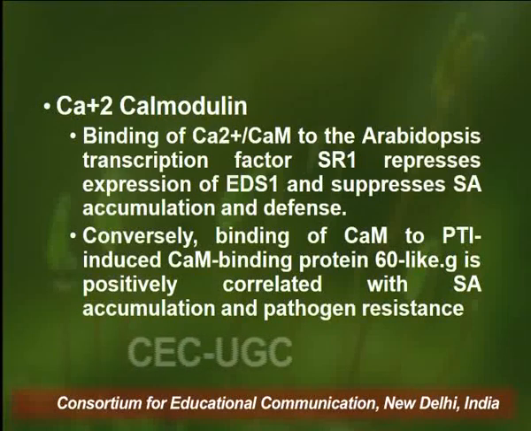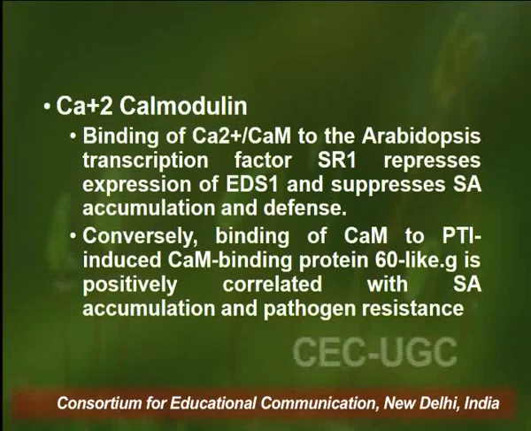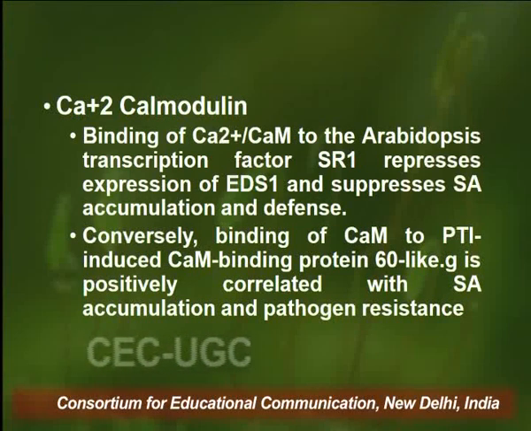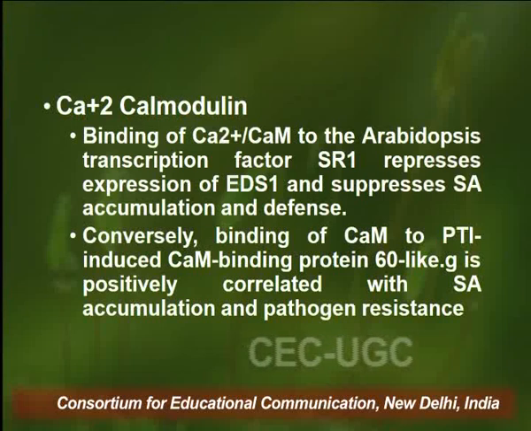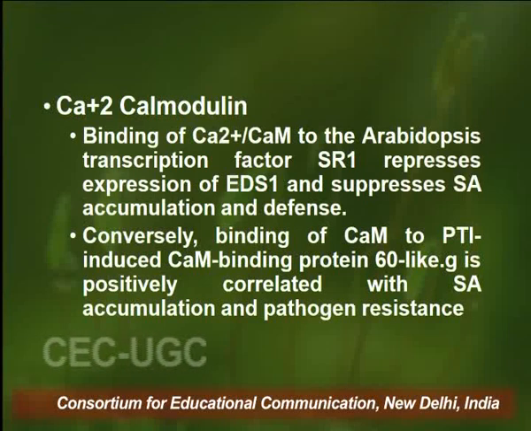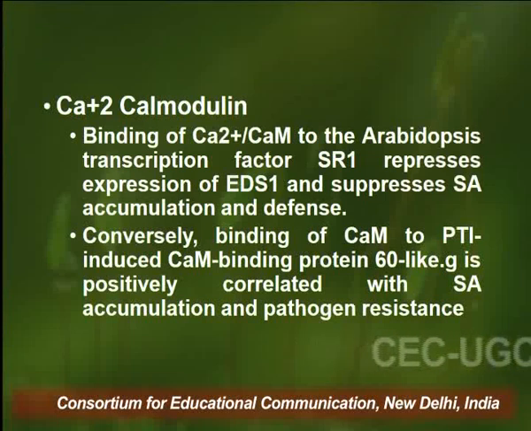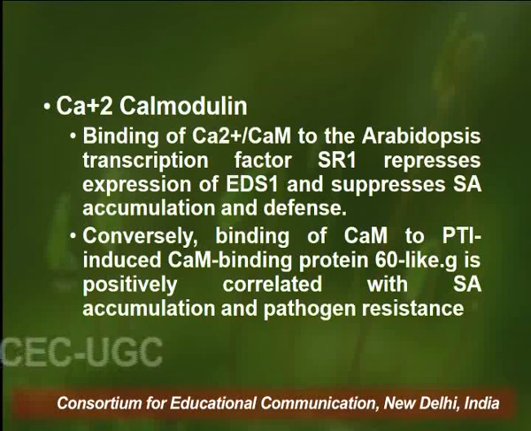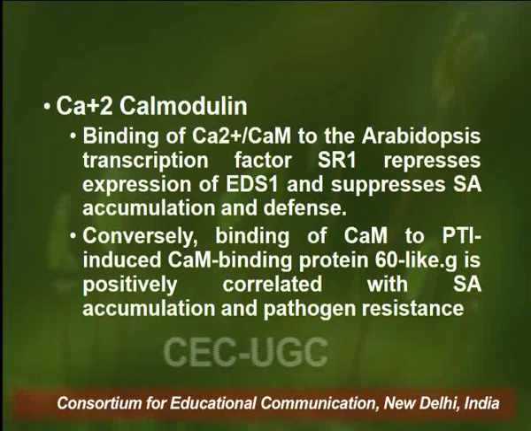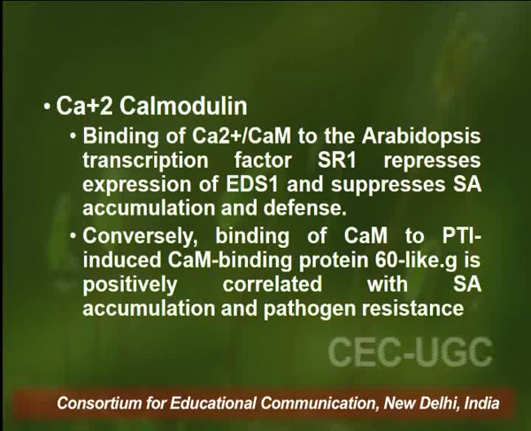Calcium calmodulin complex also affects the upstream signaling of salicylic acid. It has been found that binding of calcium calmodulin to the Arabidopsis transcription factor SR1 represses the expression of EDS1 and suppresses the salicylic acid accumulation and the defense of the plant. Whereas if the calmodulin binds to PTI, that is PAMP triggered immunity induced calmodulin binding protein 60, it positively affects the salicylic acid accumulation and provides pathogen resistance in the plant.